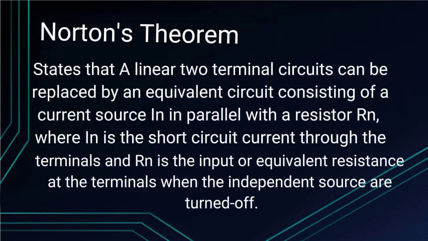So what is Norton's theorem? It states that a linear two-terminal circuit can be replaced by an equivalent circuit consisting of a current source IN in parallel with a resistor RN, where IN is the short circuit current through the terminals and RN is the input or equivalent resistance at the terminals when the independent sources are turned off.